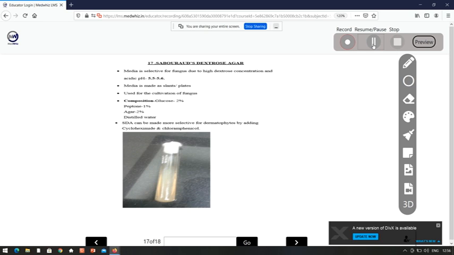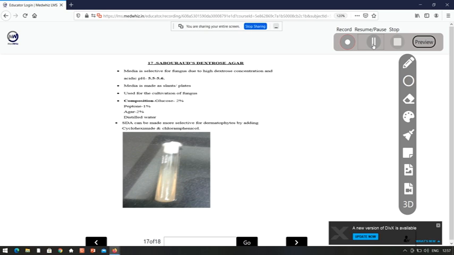So next we have Sabouraud dextrose agar. It is a selective medium for fungus due to high dextrose concentration and acidic pH, which is maintained at 5.6 to 5.5. This media is made as slants, and we can also prepare it as plates. It is used for cultivation of fungus. The composition of this SDA is 2% glucose, 1% peptone, 2% agar, and distilled water.